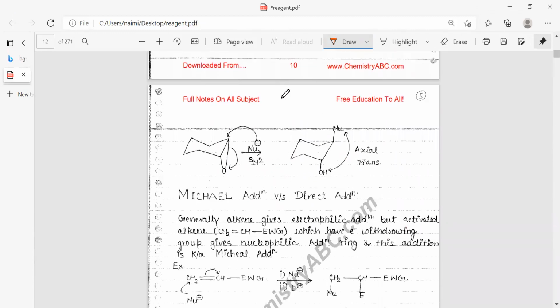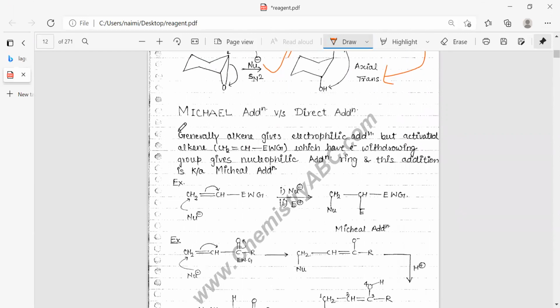So the nucleophile, in this position, will attack from this side, and SN2 always goes to the trans product. Okay, understand. Then Michael addition versus direct addition.